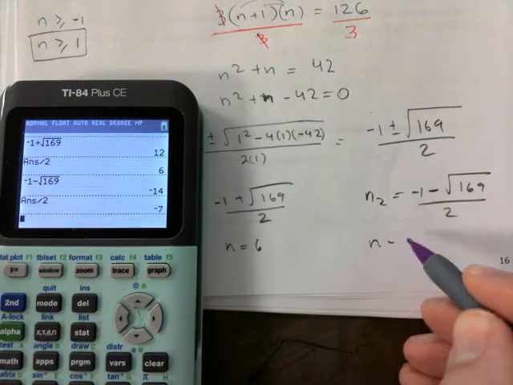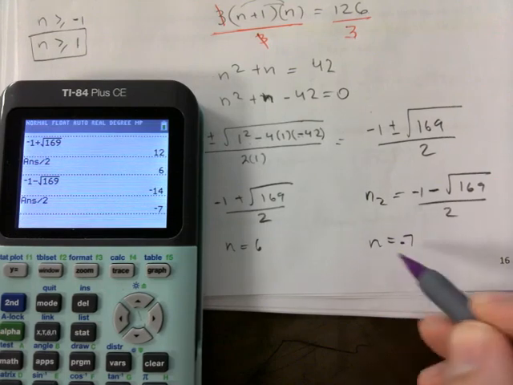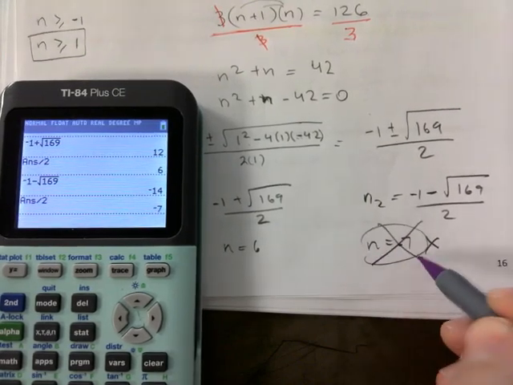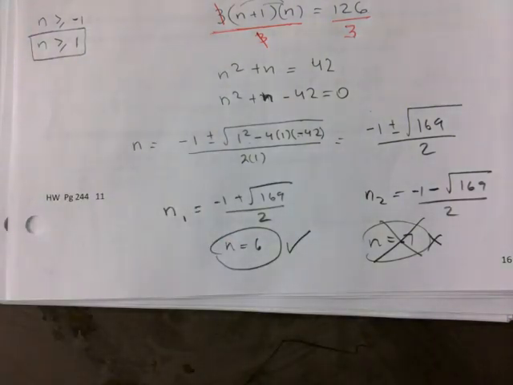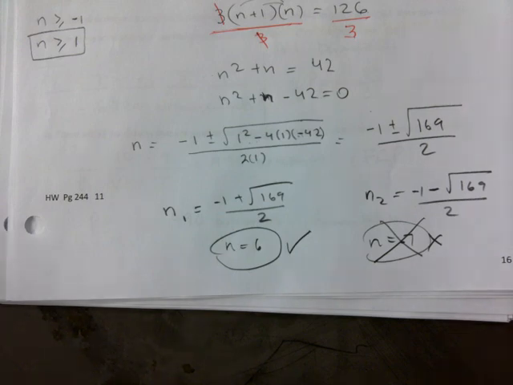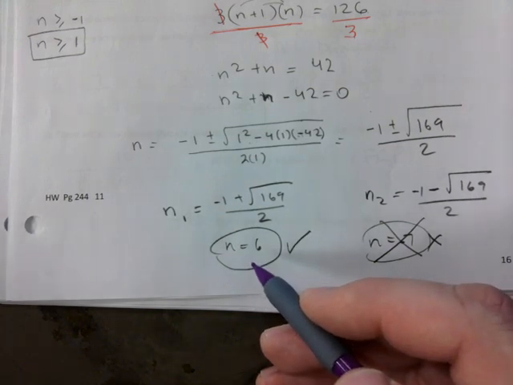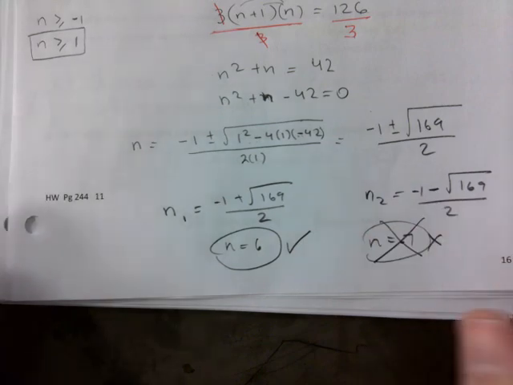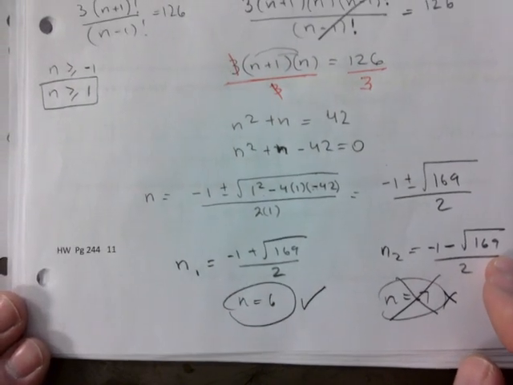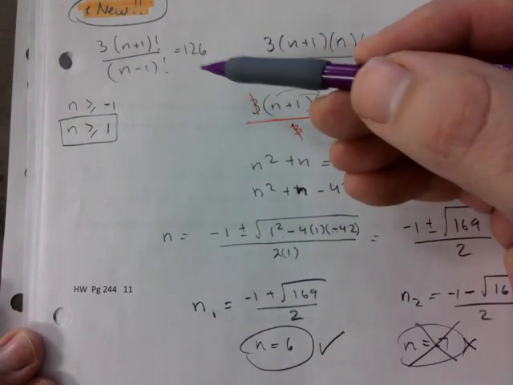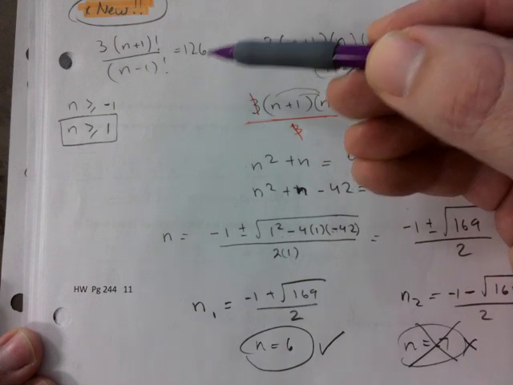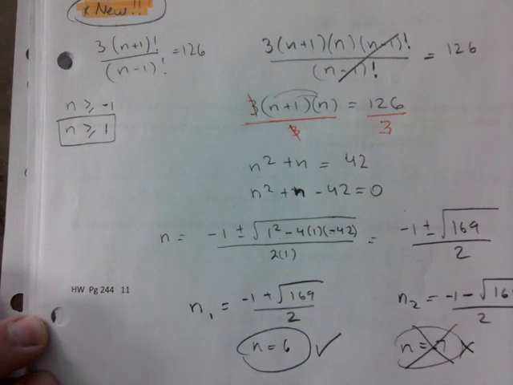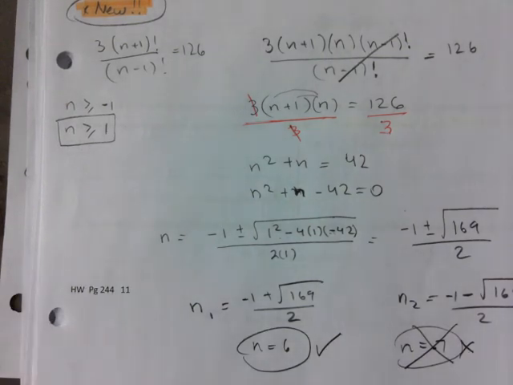That's negative 7, which we know is not going to work, right? This is not going to work. This is our answer. And you should be able to check by plugging that in. You get left side equal to right side, and then you're good to go. And by that I mean plug it into the very original one, this one here.